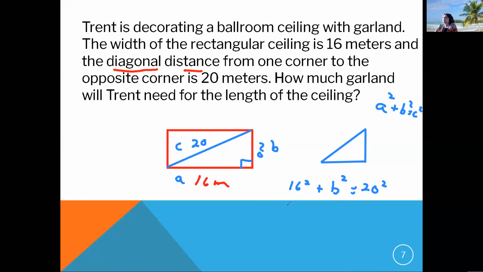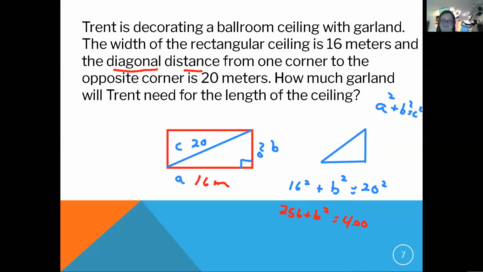What is 16 squared? 256. And 20 squared would be 400. Great job, Randy. You are right.